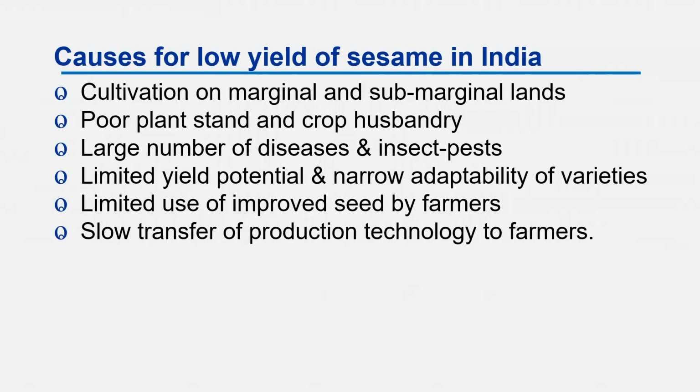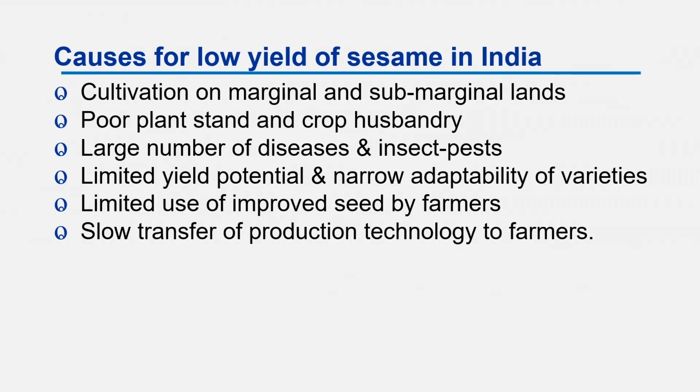as people think, does not need a lot of inputs, water, fertilizer, nutrients, pesticides, etc. And it is grown on marginal or low fertile soils. So therefore, by default, the productivity of till or sesame on such soil will be low. Poor plant stand and crop husbandry. If there is no proper crop stand and no efficient cultural practices, then we may have low productivity of sesame. A large number of diseases and insect pests also occur.